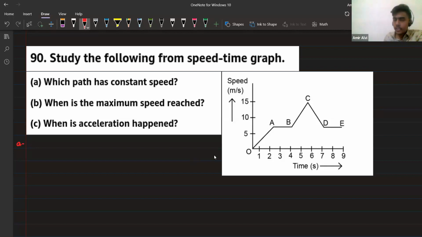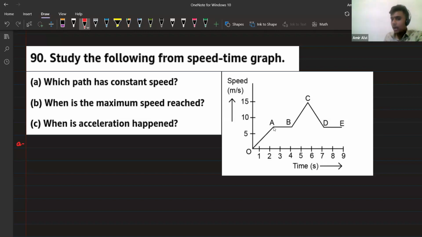So as you can see, this graph is starting from the origin, that is point O. From O to A, there is a straight line, right? Making some angle with the x-axis. It means that this motion is an accelerated motion, uniformly accelerated motion, because the graph is a straight line, right? Yes or no? So this is accelerated motion.